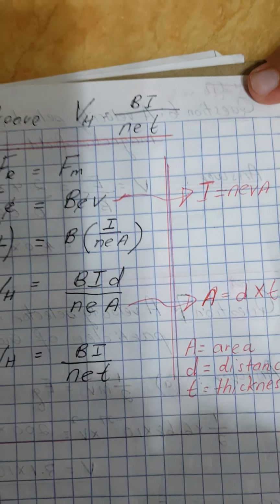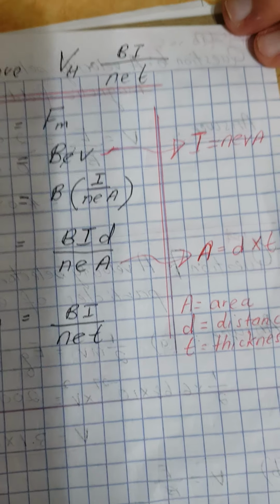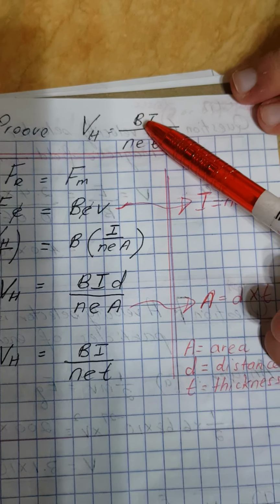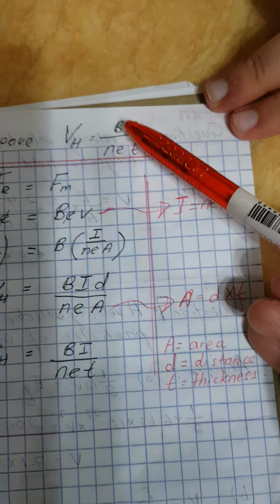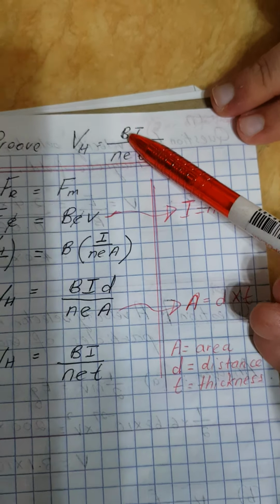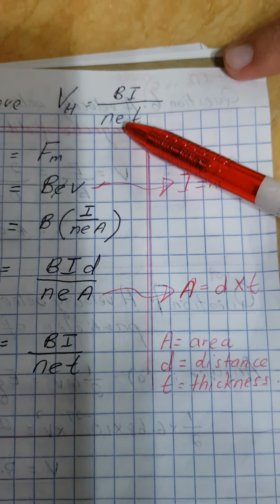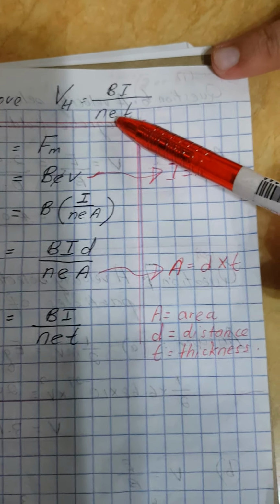Now, class, let me explain what B and I are. B is your magnetic field, in Tesla. I is current, in ampere. N is the number of charge carriers, a quantity. E is the charge of your charge carrier. It doesn't matter whether it's an electron, a proton or an ion, the charge is the same: 1.6 times 10 to the power negative 19.